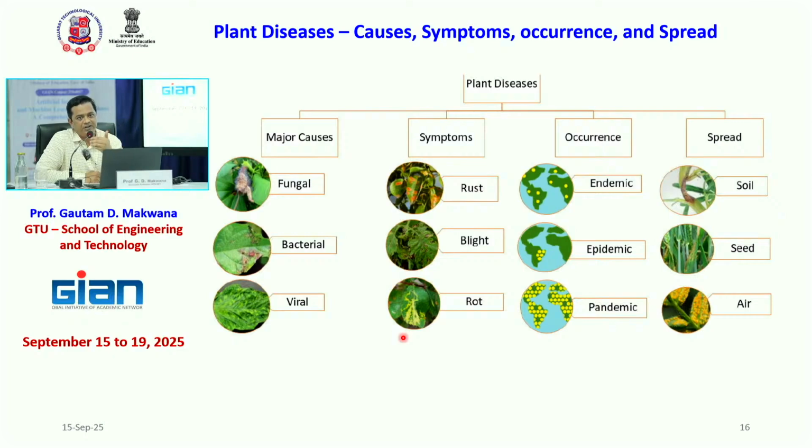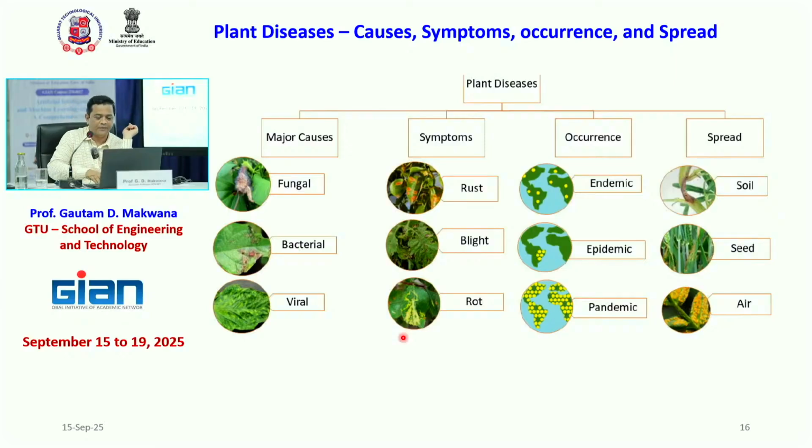So if the seed is not good, then your plant will have the disease. And second is the air. We have seen that many fungi or viruses will travel through the air from one location to another location. So this will spread the disease in the air.